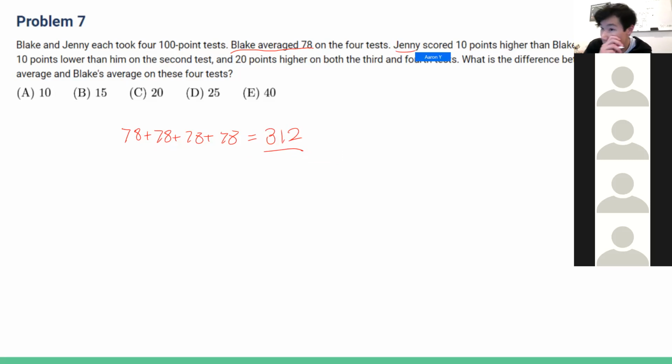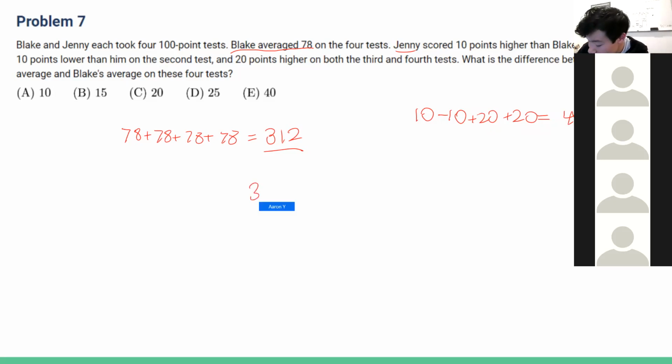that Jenny has? Well, Jenny scores 10 points higher than Blake on his first test. So that's 10 more. Scores 10 lower than him on his second test. So that's 10 less. Scores 20 points higher on both the third and fourth tests. So that's plus 20, plus 20. And if we add those all together, we get plus 40. Jenny has 40 more points than Blake on her test.